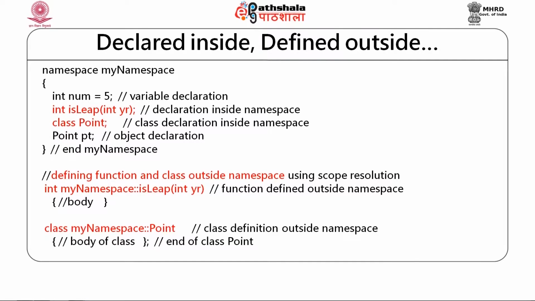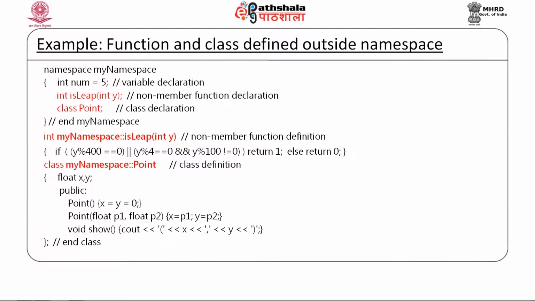This is another example where the class is also declared inside the namespace, but defined outside the namespace. So, we can see class point which is declared in namespace my namespace, and while defining it outside the namespace we are required to name the class as my namespace, scope resolution operator, point, with the body itself. The functions and class are defined outside the namespace, but with the body.